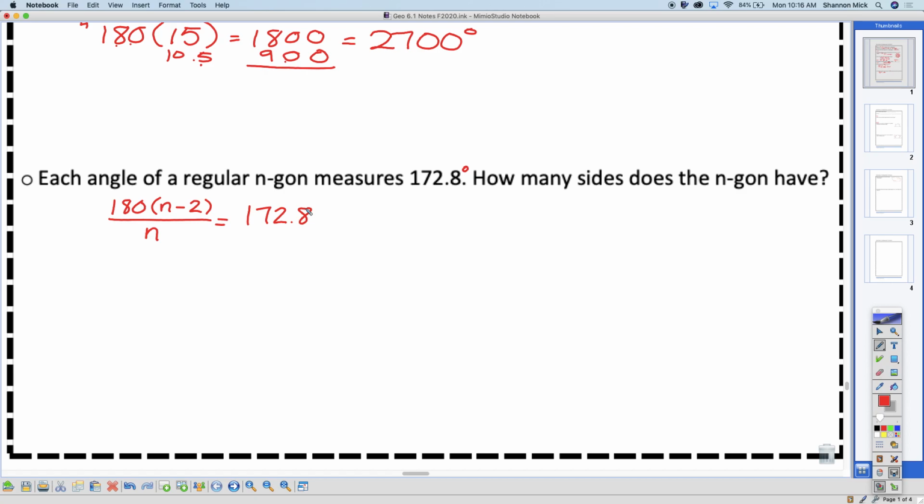Okay, so there's a fraction, and in every problem like this there's a fraction. Before I can start, I gotta clear the fraction, correct? A fraction is division. How do you undo division? Times. So I'm going to multiply both sides by n. Does that reduce this n out here? Yes. So I now have 180 times n minus 2 equals 172.8.